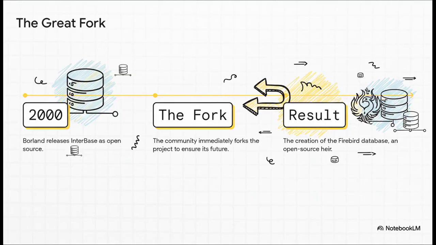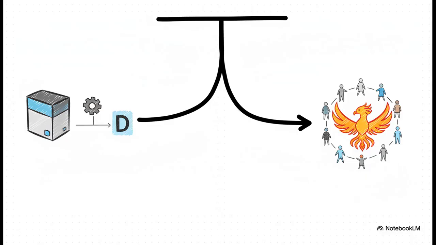So, fast forward to the year 2000. Borland owns InterBase now, and they decide to open source it. But what happens next is what's really interesting. The community, wanting to secure its future, almost immediately forked the project. And that fork? It became its own legendary open source database, Firebird. And just like that, you have this fork in the road.